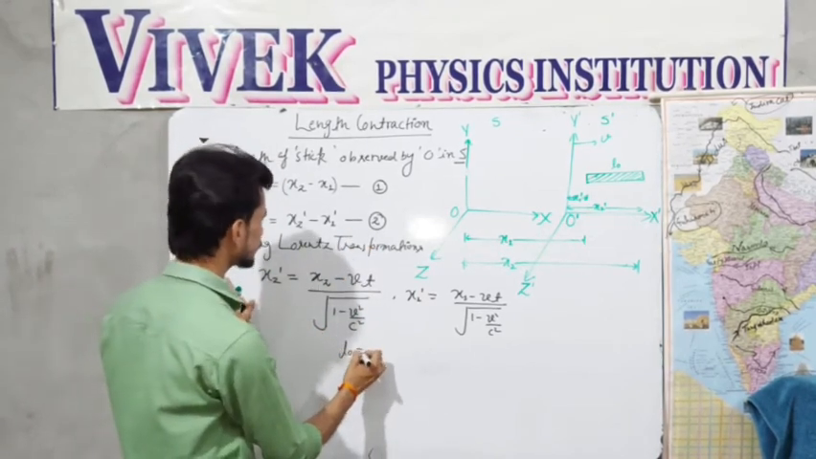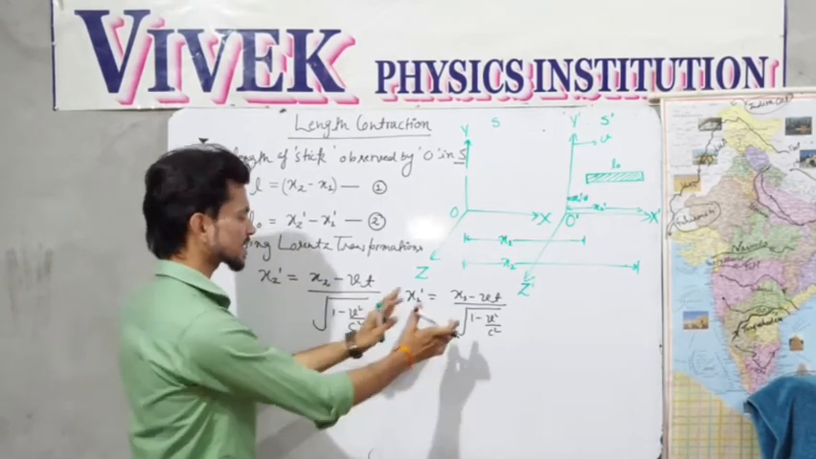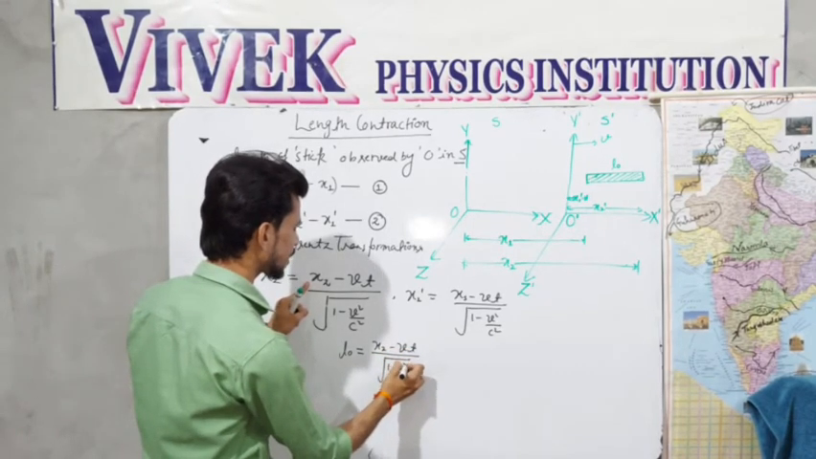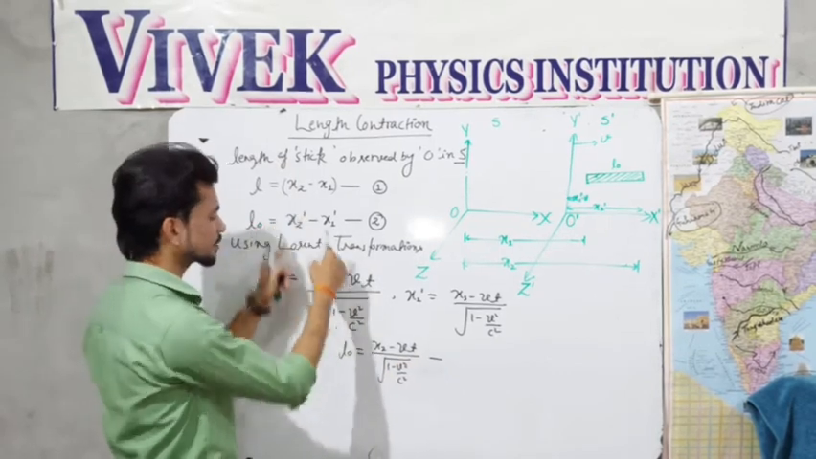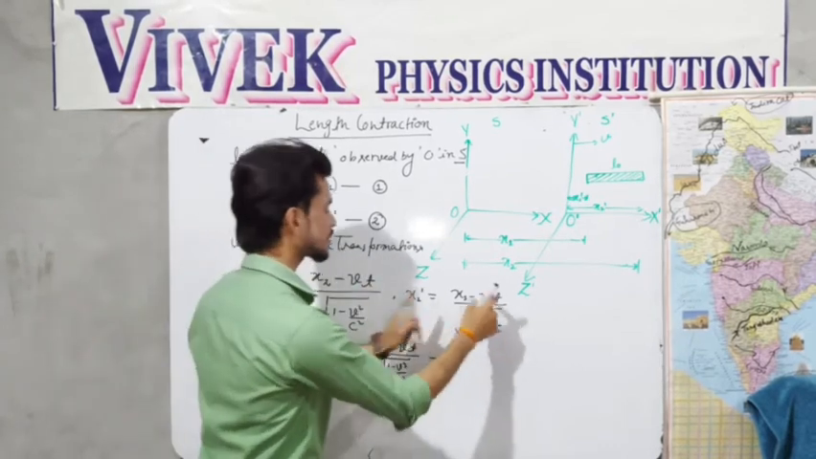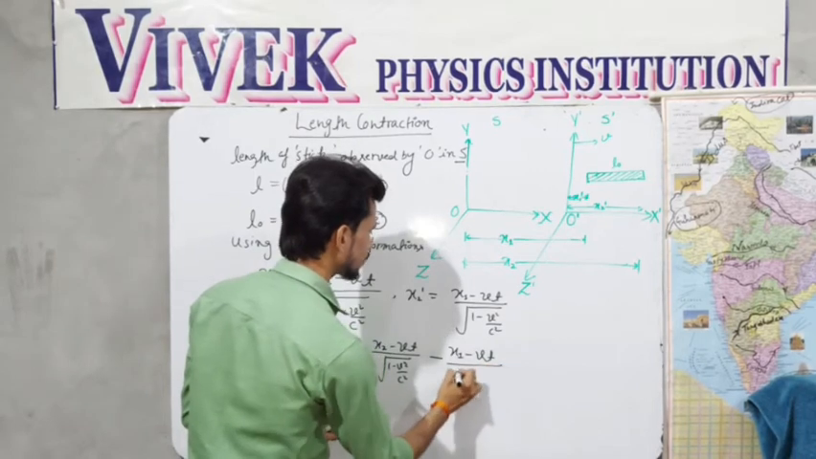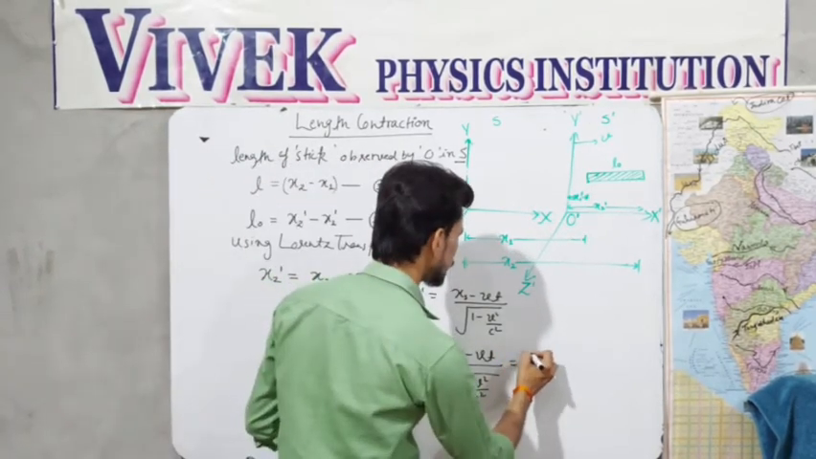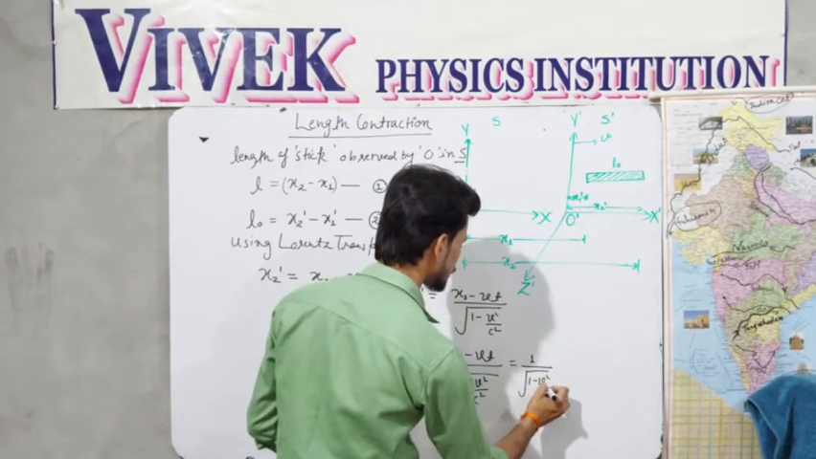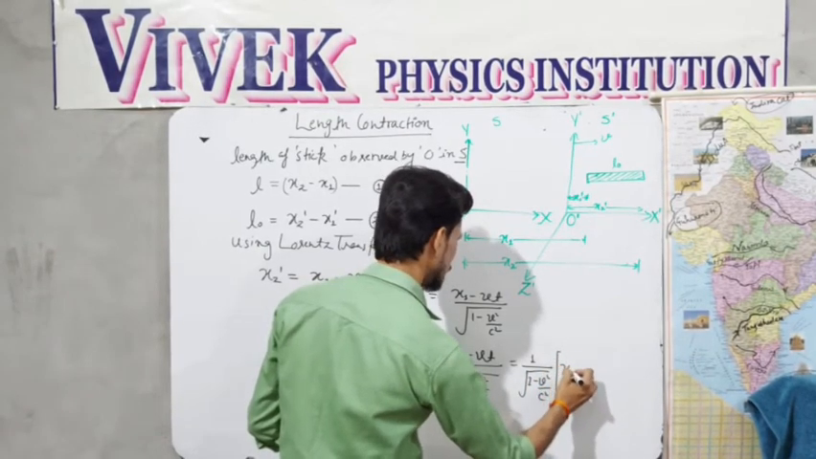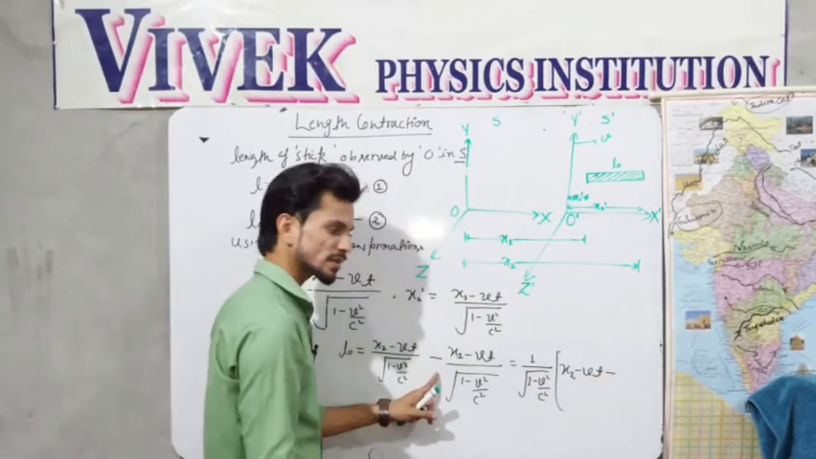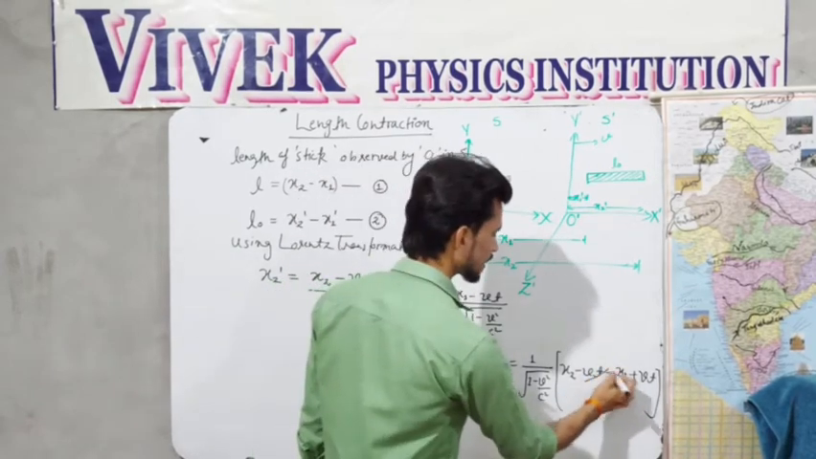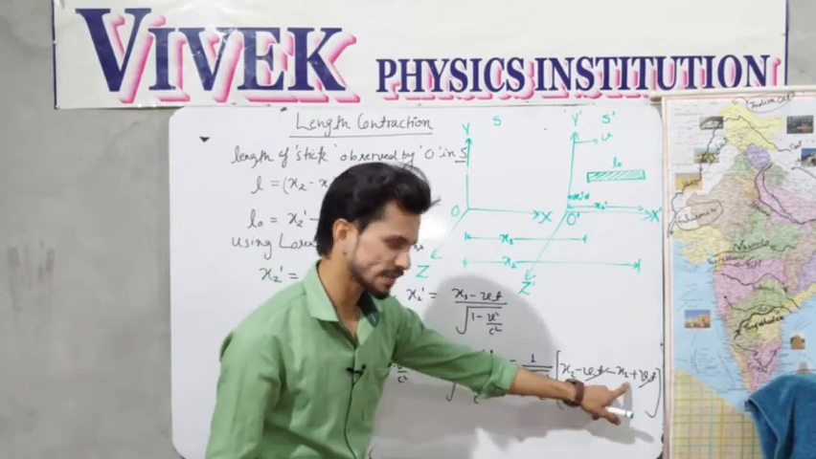So L naught will be x2 dash minus x1 dash. Now I am going to subtract x1 dash from x2 dash here. So let me write x2 minus vt upon under root 1 minus v square upon c square, minus x1 dash, which is x1 minus vt upon under root 1 minus v square upon c square. Now the denominator is the same, so it can be taken as common. This is 1 upon under root 1 minus v square upon c square, and in the bracket x2 minus vt minus x1 plus vt, since minus becomes positive. Now this vt factor is cancelled by this plus factor. The rest is x2 minus x1 here.